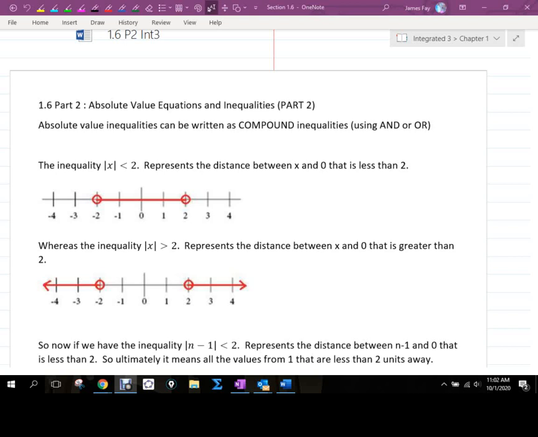we address these. It says absolute value inequalities can be written as what we call compound inequalities, using the words "and" and "or." In mathematics, especially with absolute value inequalities and inequalities in general, the word "and" refers to the idea that solutions satisfy both original statements.